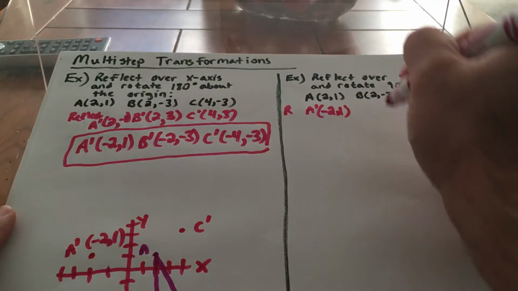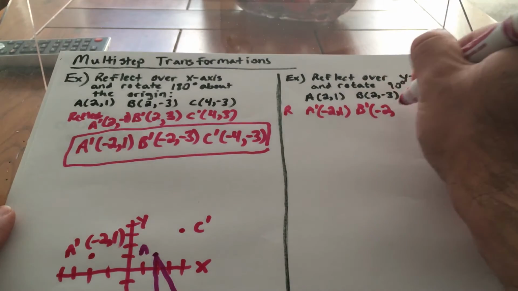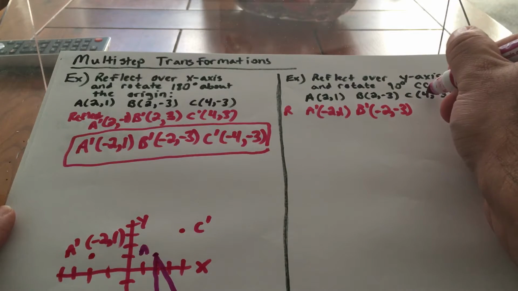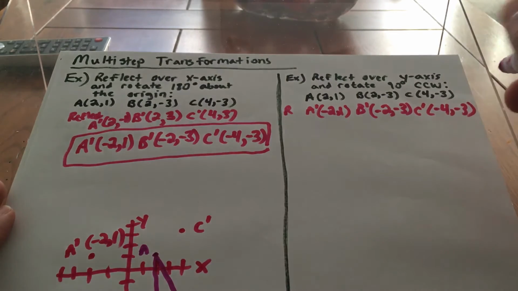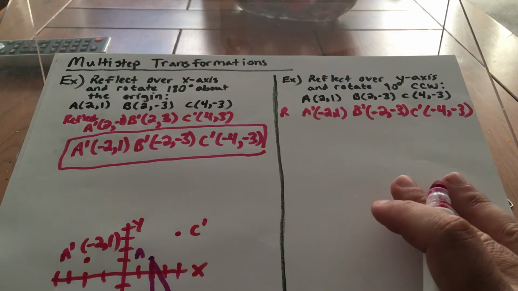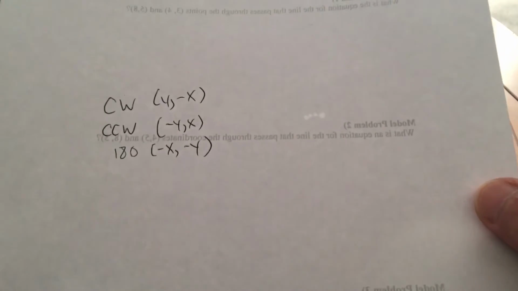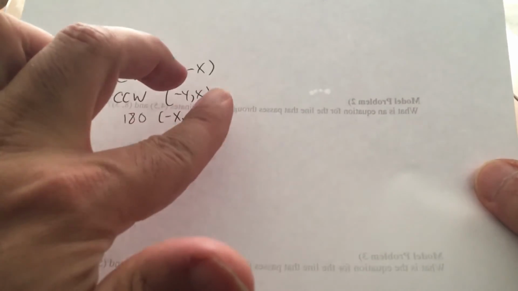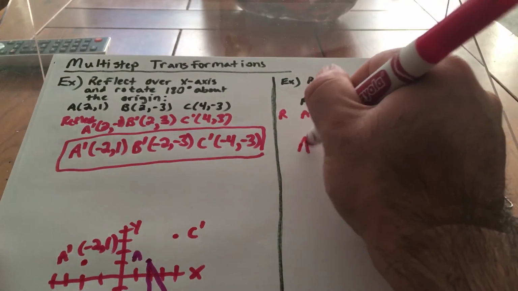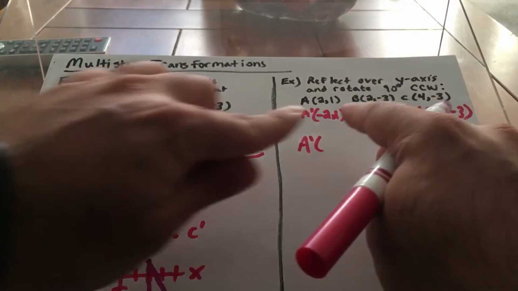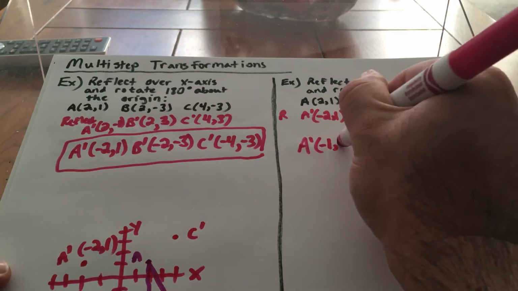Change the sign on the first one, leave the second one the same. In B prime, we're going to change the sign on the first one, -2, leave the second one the same, -3. And then finally, our C prime, change the sign on the first one, leave the second one the same. So that's for our reflection. But now we have to do a rotation, and that's 90 degrees counterclockwise. What happens then is we take our points, flip them, and change the sign on the first one. So our final A prime, we're going to take this point, flip it, and change the sign on the y coordinate. So that's going to become -1, -2.